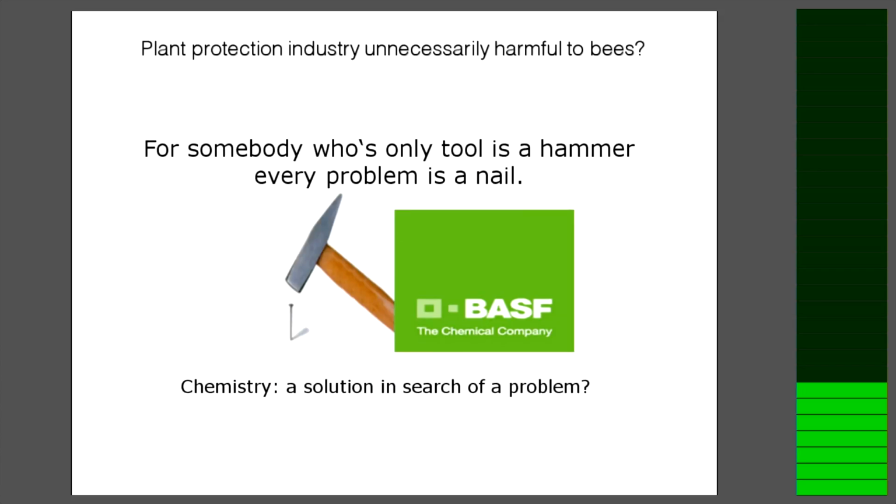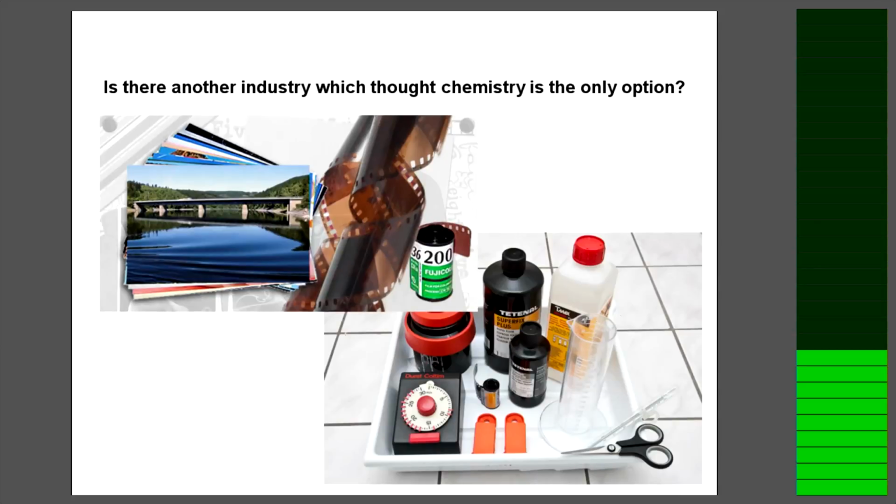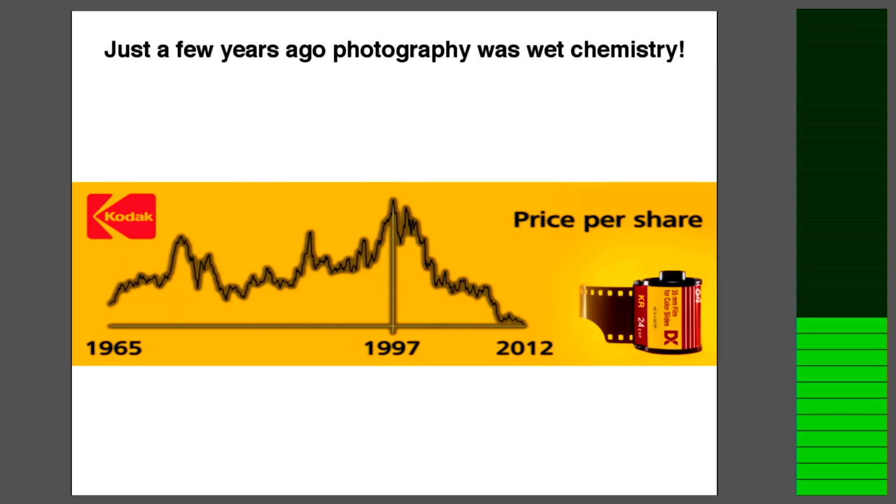Why is this going on? Because the industry is the chemical industry, and for somebody whose only tool is a hammer, every problem is a nail. Everybody in the industry, in the sector, thinks chemistry is the only way to protect plants. I think there are other industries that made the same mistake 20 years ago. Photography was all wet chemistry, and this is what happened to the company that didn't get the message that this can also be done digitally.